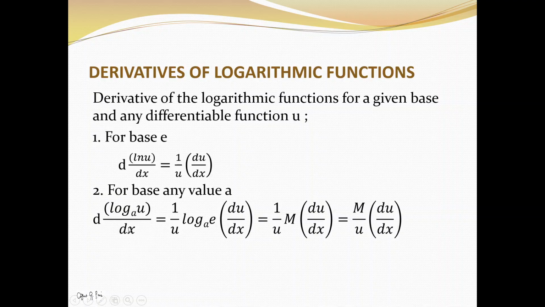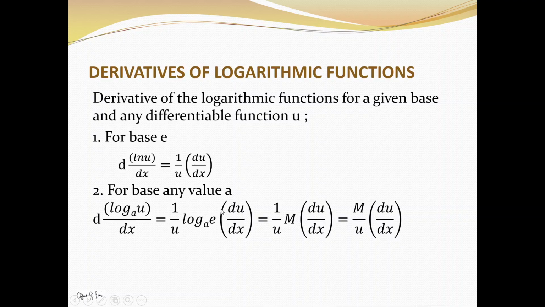Now, if we consider any function u which is differentiable by x, the derivative of the ln of u, the natural logarithmic function of u, with respect to x is equal to 1 over u, whatever the variable or function inside the logarithm, multiplied by the derivative of that u. For any base a, the derivative of the log of u to the base a with respect to x is simply 1 over u multiplied by a constant, log of e to the base a, and then multiplied by the derivative of u with respect to x.